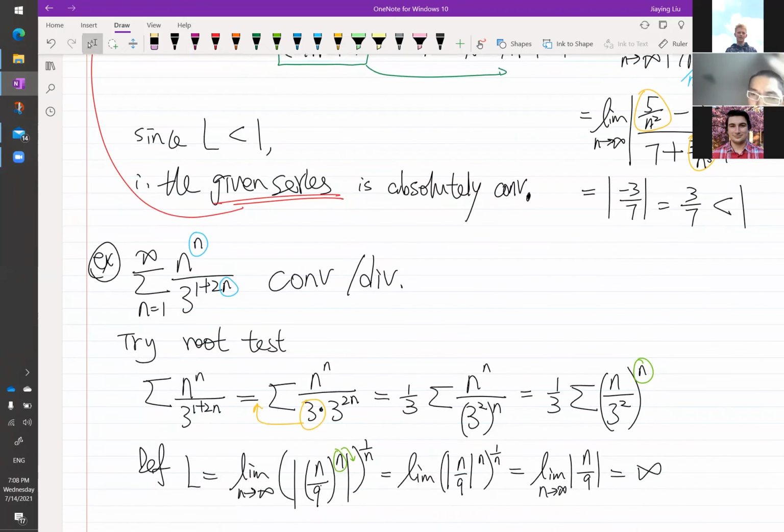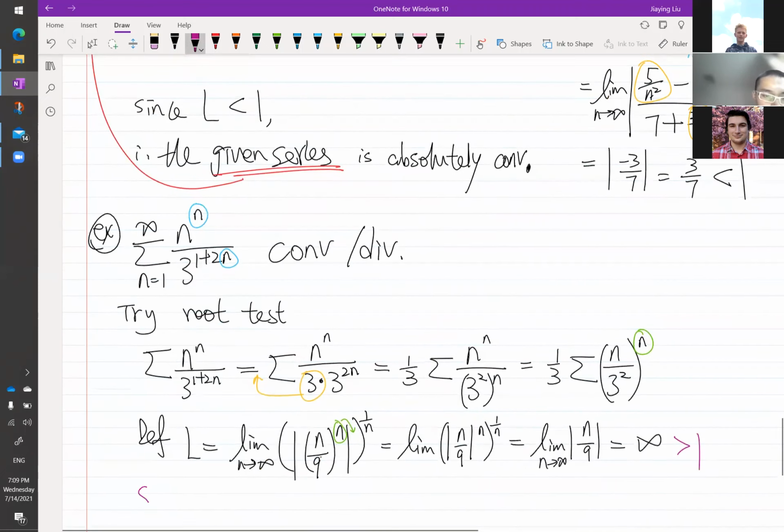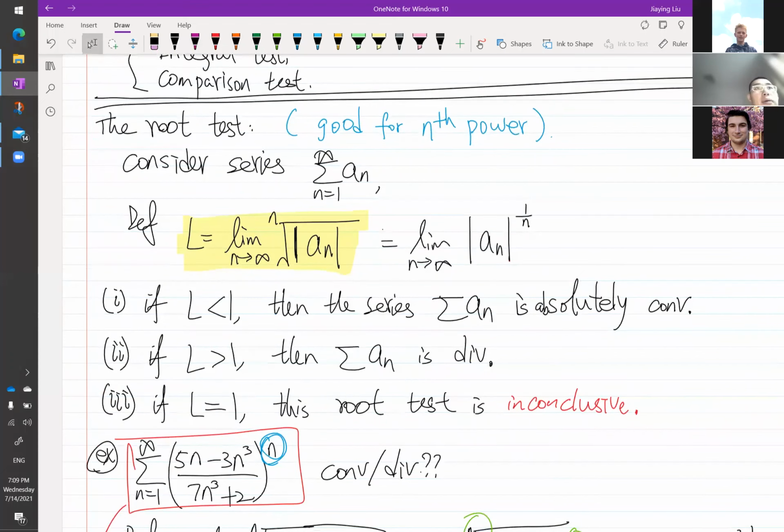If L goes to infinity, which is more than 1, right? Therefore, since L is greater than 1, that's what we found out. So if L is greater than 1, then the series is divergent.